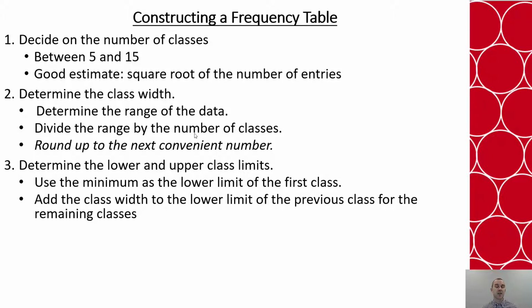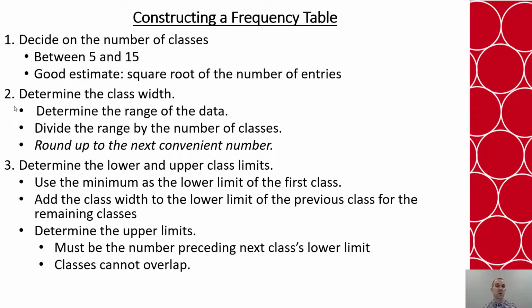Next we need to create the upper and lower limits. We actually start with the lower limit. The first class will include the minimum from our data set. That was where we start. Then we use the class width that we determined in part 2 to create each consecutive lower limit. And we get all of them until we have the number of classes that we need.